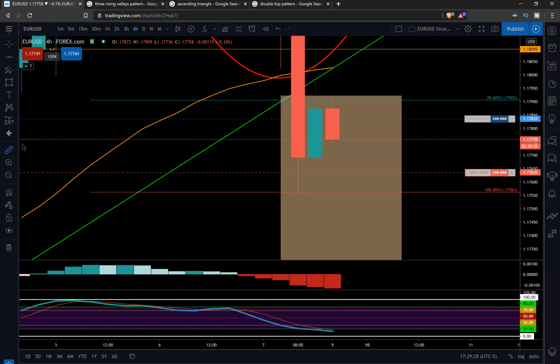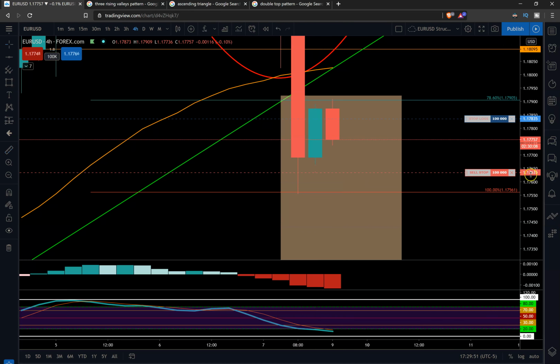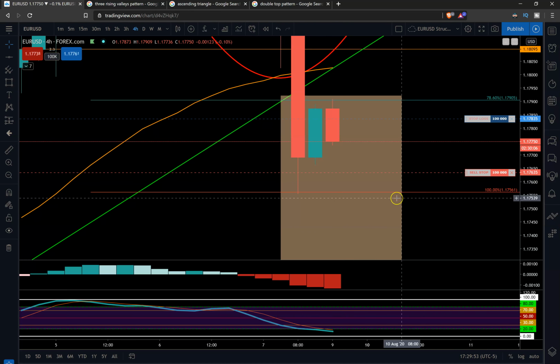below the closing candle. So this low is 1.7665. What's 3 pips below that? 3 pips below that is exactly where I am at, 1.7635. So yep, 1.7635, 3 pips.